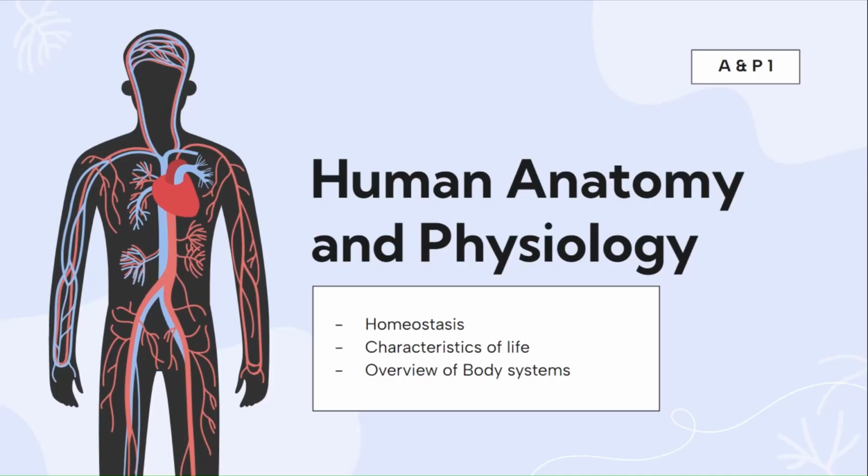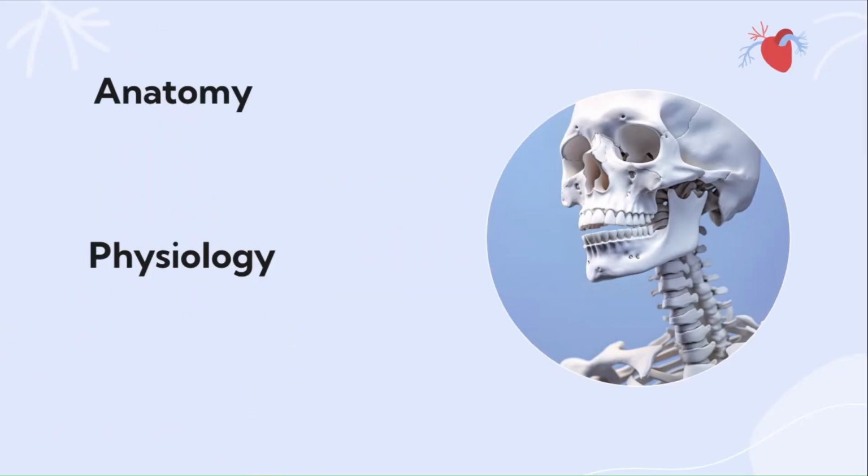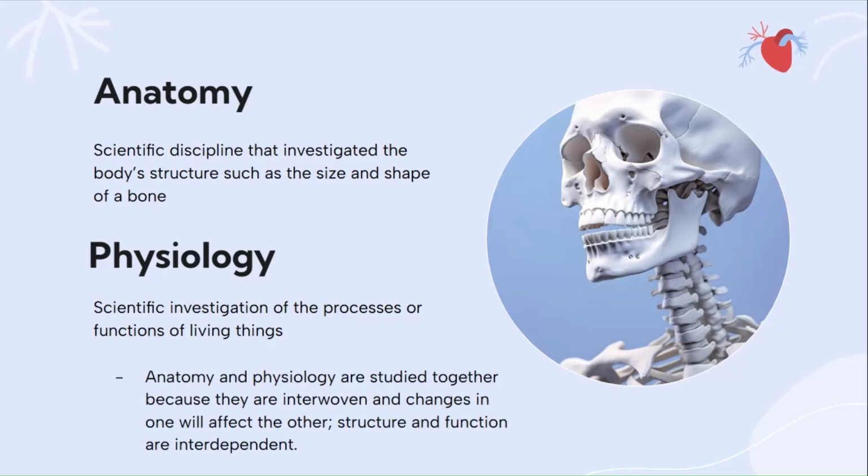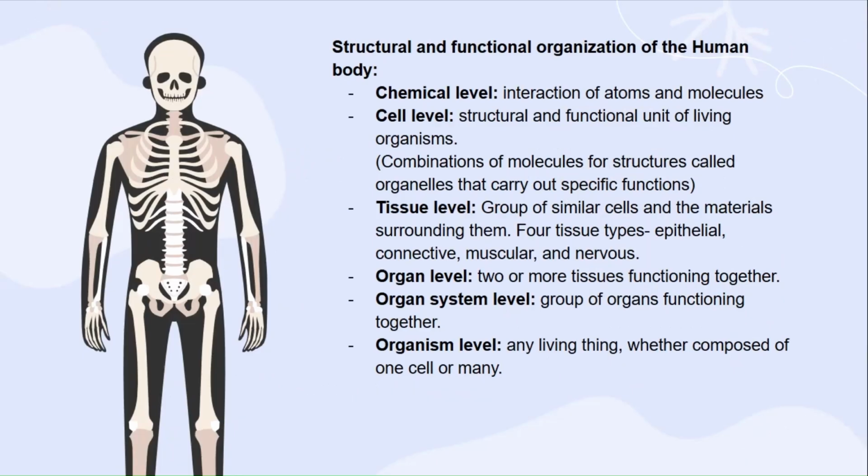So now let's begin. First of all, what is anatomy and physiology? Anatomy is the scientific discipline that investigates the body structure, such as the size and shape of a bone, and physiology is the scientific investigation of the processes or functions of living things. Now, anatomy and physiology are studied together because they are interwoven, and changes in one will affect the other. Structure and function are interdependent.